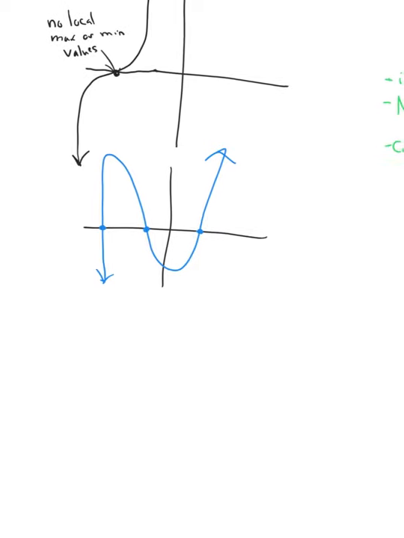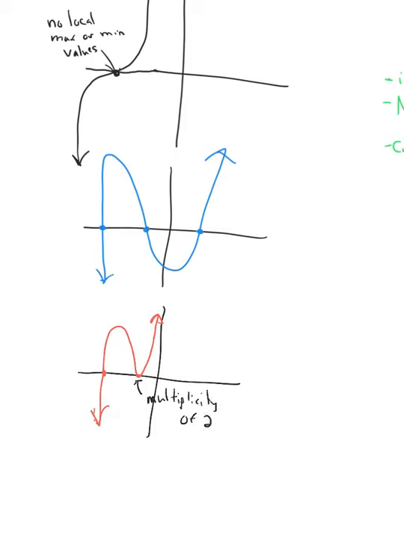And then an example where you might see 2 roots is if you see something that looks like this, where it goes up, comes down, touches the x-axis, and then goes back up. That would just be 2 roots right there. But this one has a multiplicity of 2. That's one of the things we talked about with cubic functions.